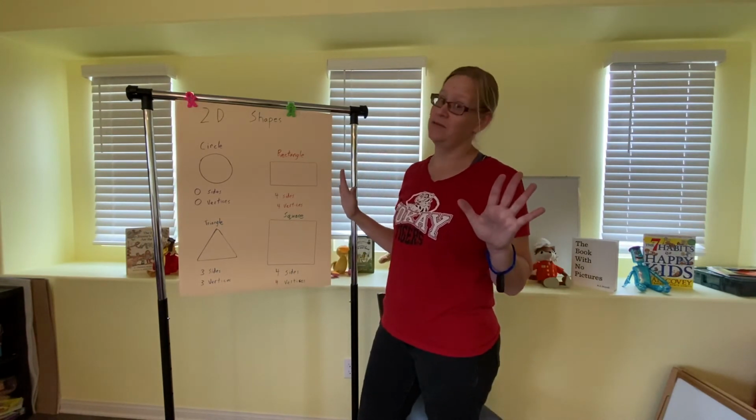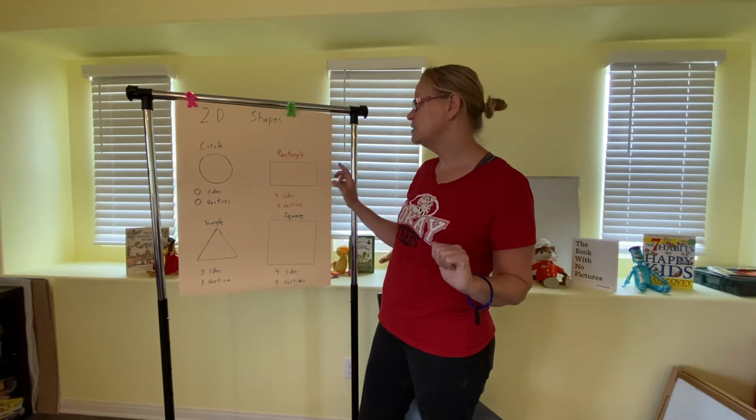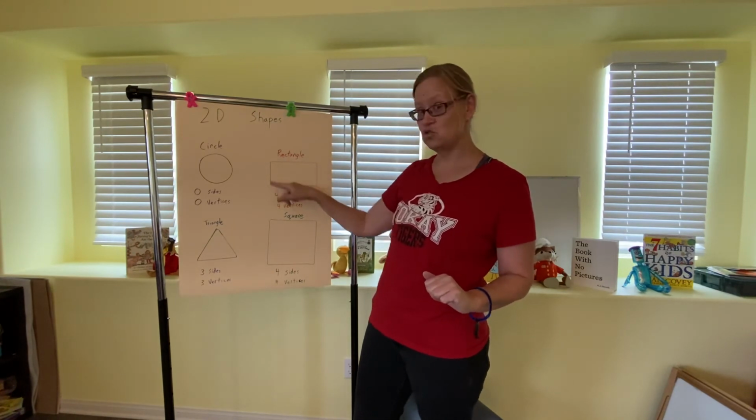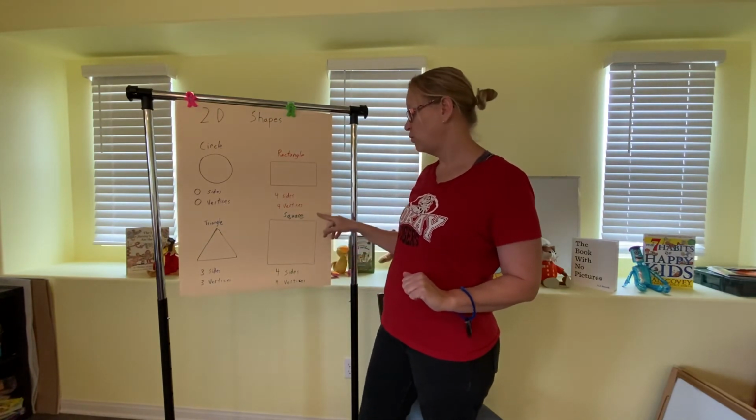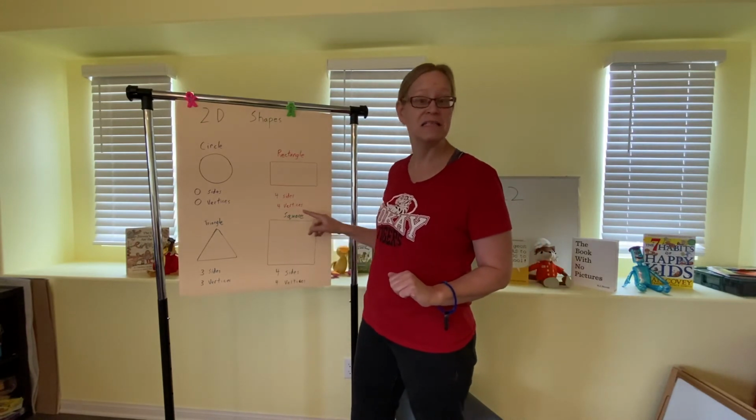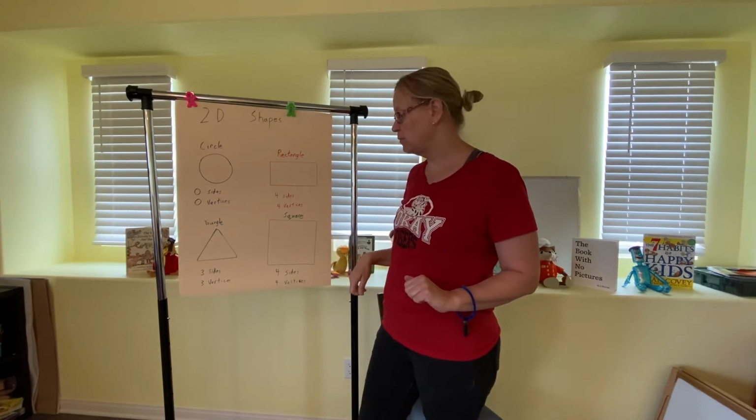But we know how to tell them apart, don't we? Because a rectangle has two long sides and two short sides, but a square has four sides that are all exactly the same. So let's sing our song about the square.